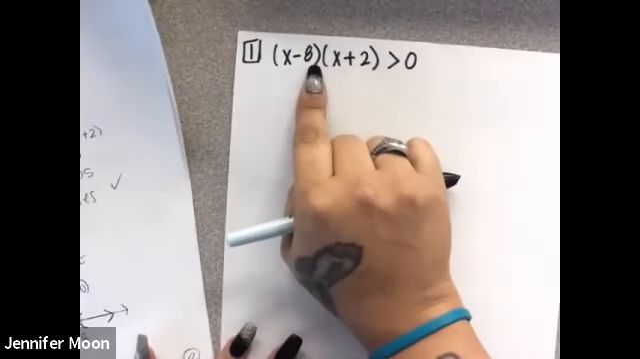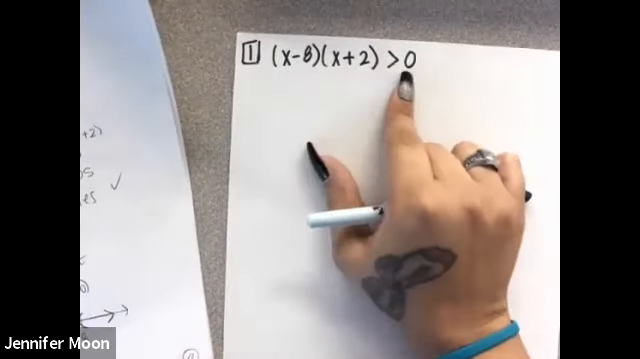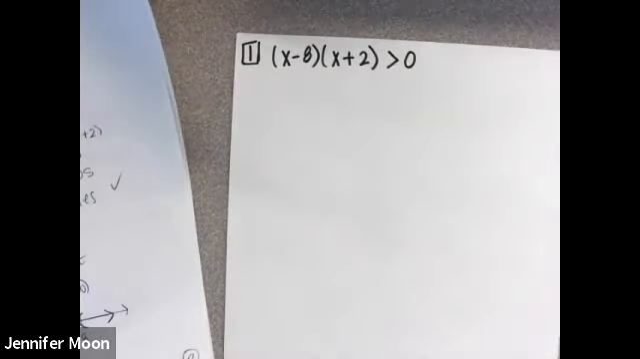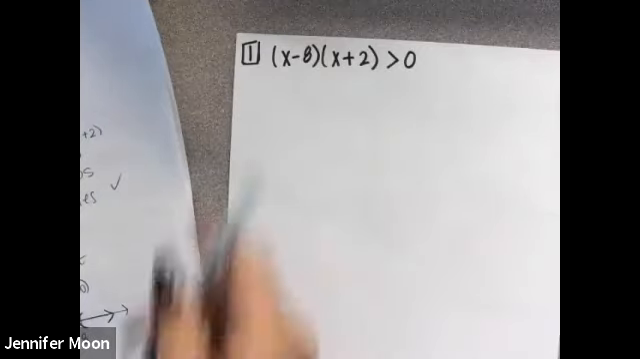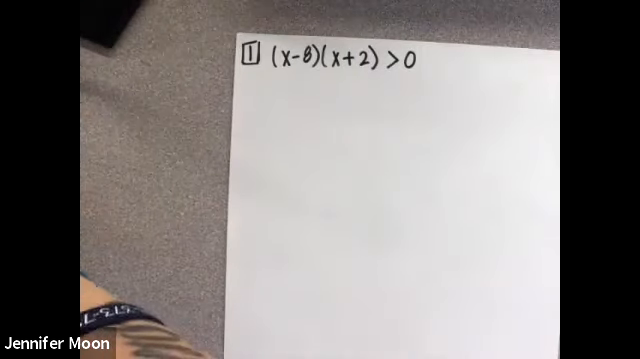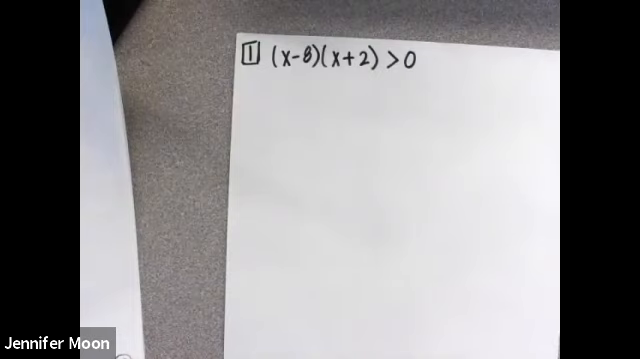X minus 8, yeah. And then x plus 2 greater than 0. So it's already, we don't have anything to do for that first step. It's already in that form, okay? So y'all can write however you want as far as your notes. You'll notice I kind of wrote things for a reason at the end.